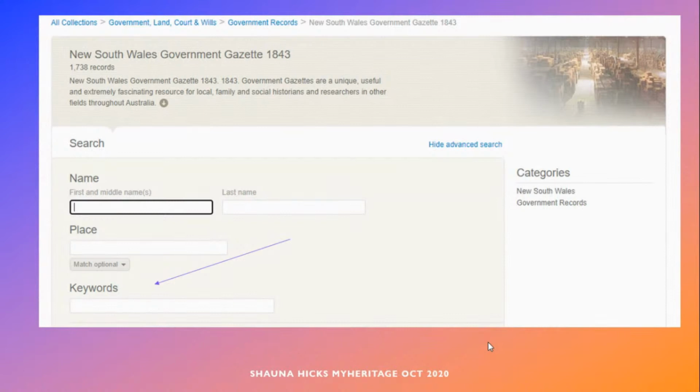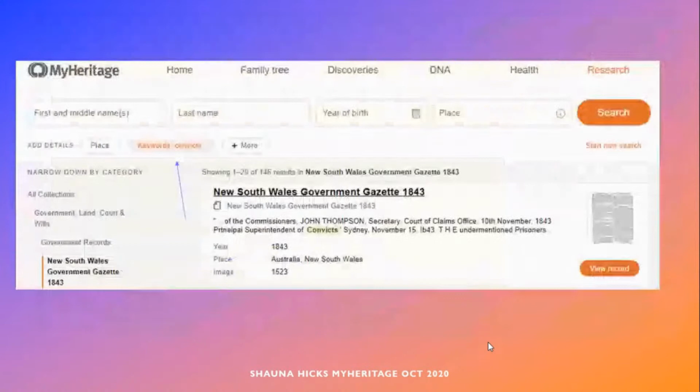The year is 1843 and it's New South Wales. And I've used convicts. This is the year after the convict system stopped in New South Wales. That doesn't mean that all the convicts were suddenly free or anything like that. They continued to serve out their sentences. There were tickets of leave and pardon and all that sort of thing still happening.